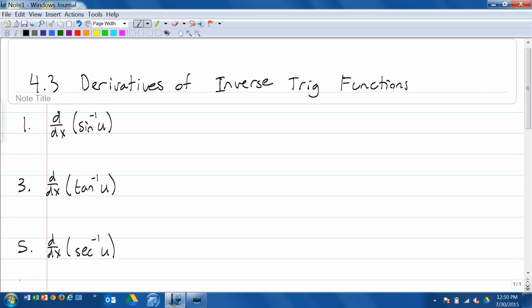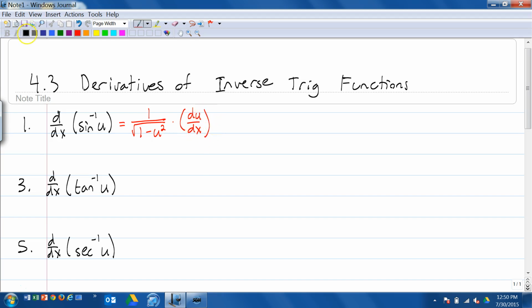Alright, this is derivatives of inverse trig functions. I'm going to list these for you guys just to jog your memory a little bit. First one is the derivative of sine inverse of u, and that turns out to be 1 over the square root of 1 minus u squared times the derivative of whatever u is with respect to x.